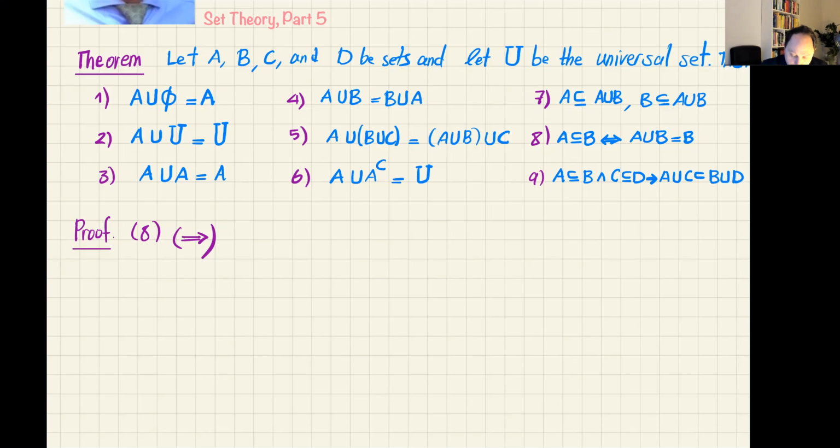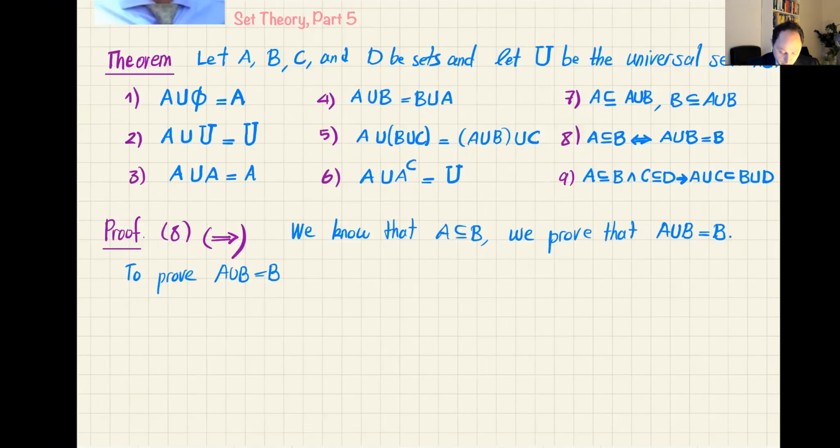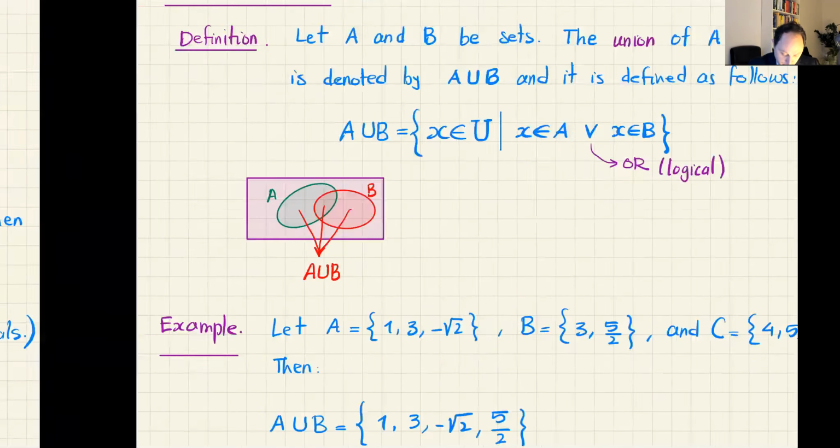So my assumption is that we know that A is a subset of B. We prove that A union B is equal to B. Okay? To prove A union B is equal to B, do you remember what I should do? If I want to show two sets are equal, there is a standard way. Let me refresh your memory if I have it here somewhere.